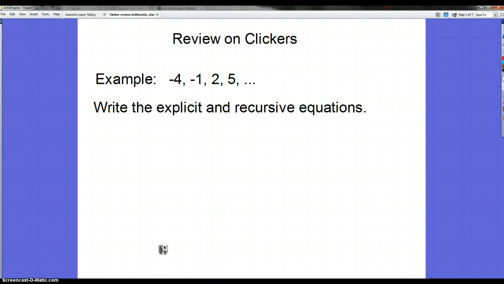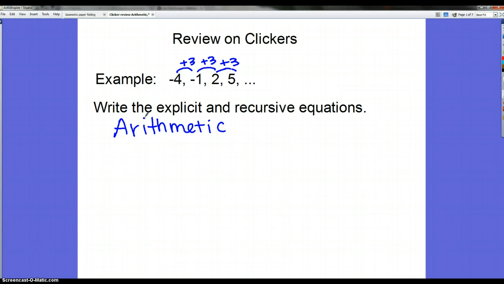This is our review on arithmetic sequences. We started out with -4, -1, 2, and 5. So if you realize here, the pattern is adding 3. So if it's adding, this is arithmetic.